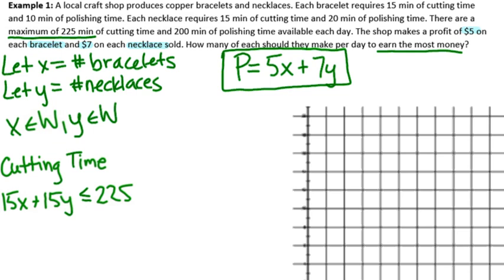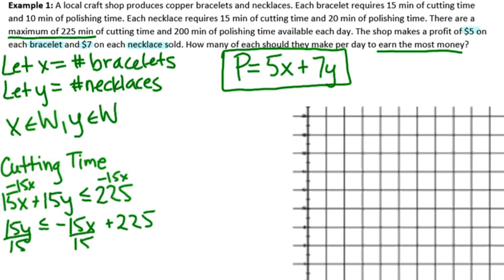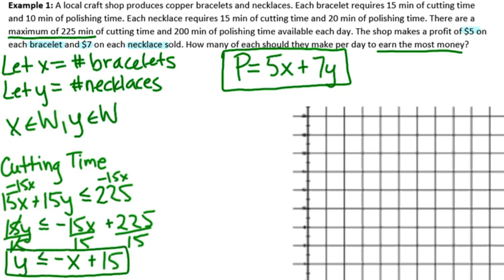While we're working with this one, we might as well change it to y equals mx plus b form, so we have it ready to graph. Let's subtract 15x from both sides. Leaves us with 15y is less than or equal to -15x plus 225. Dividing both sides by 15. Y is less than or equal to -x plus 15. Inequality number 1. The next one will be based on polishing time, so I'll do that in another color.